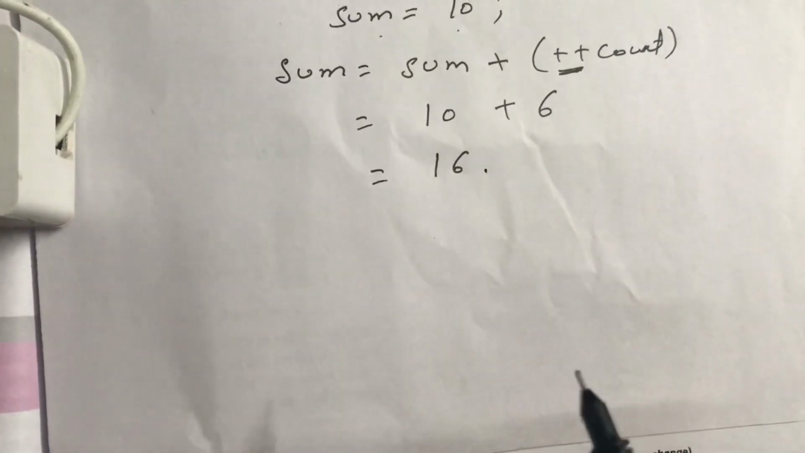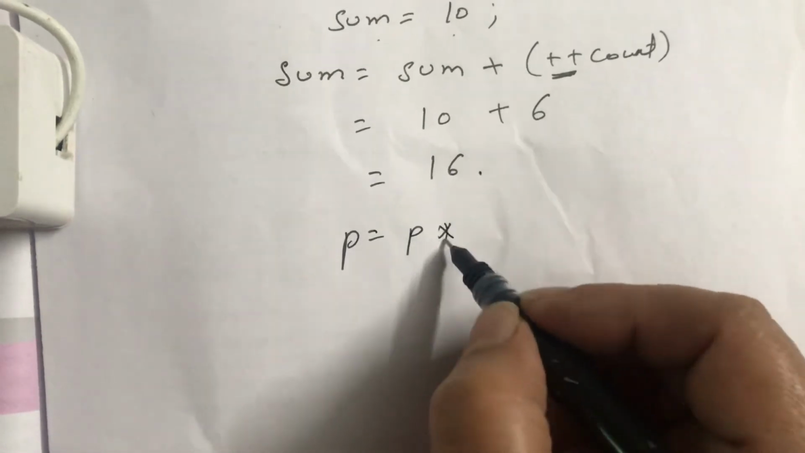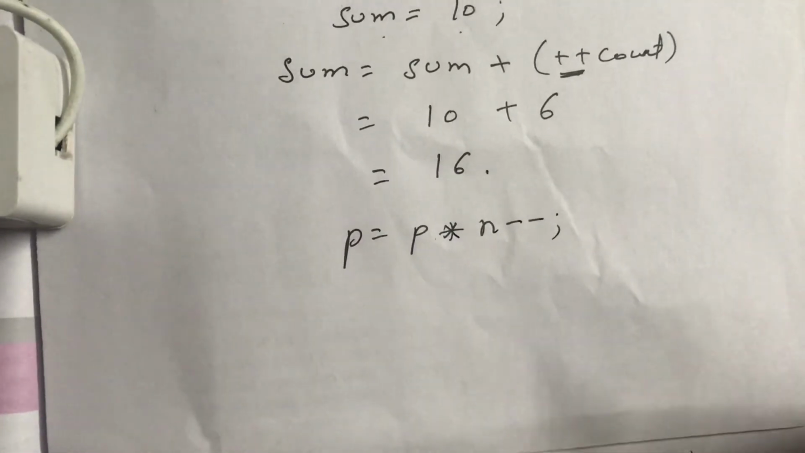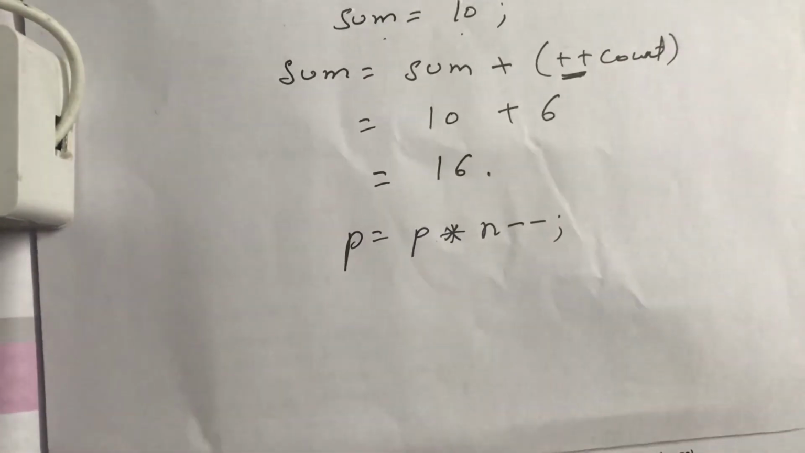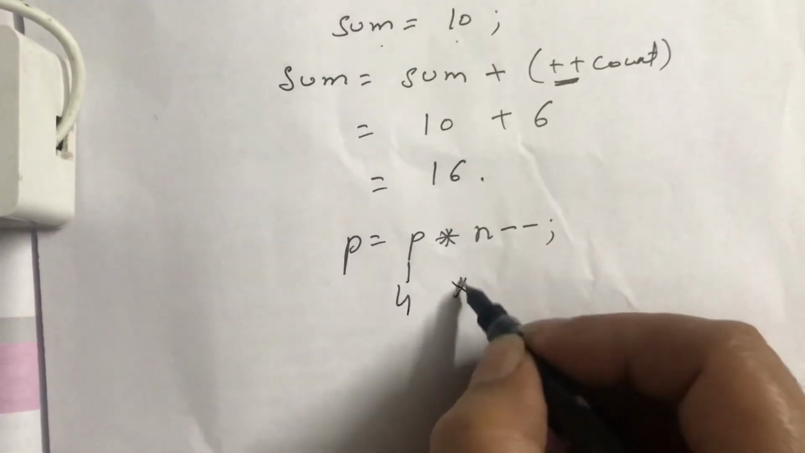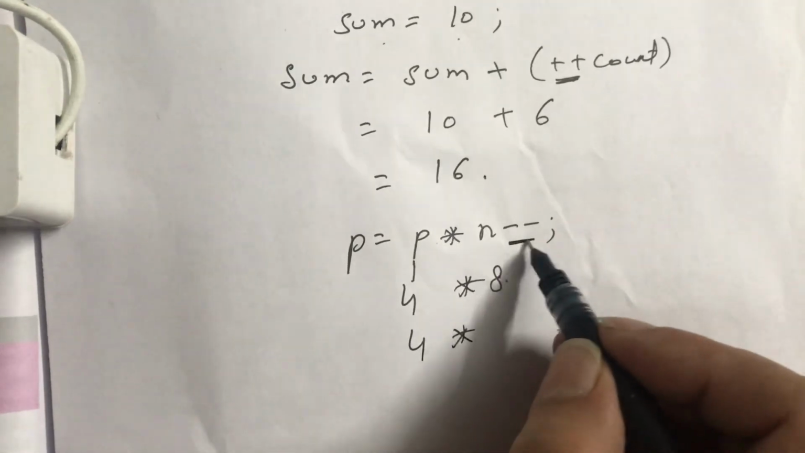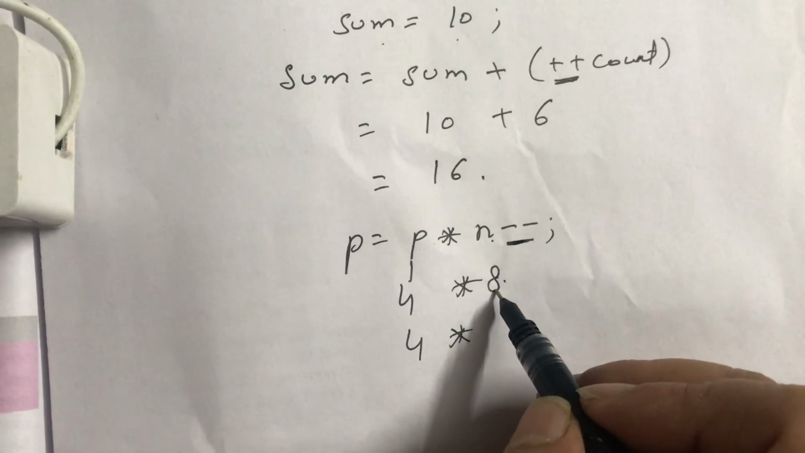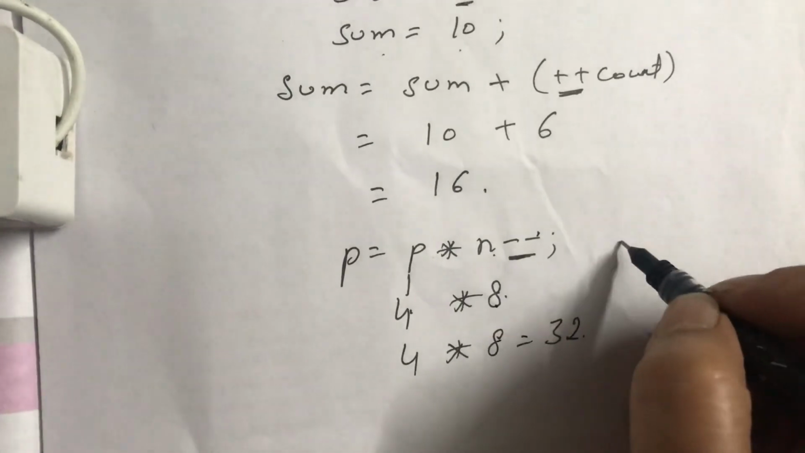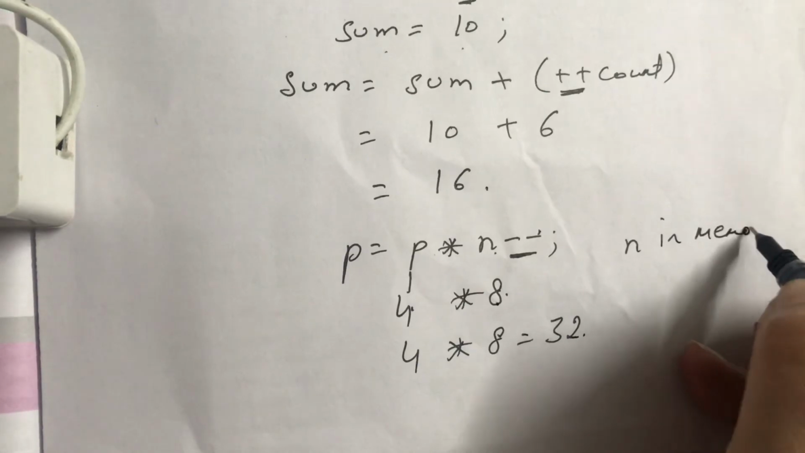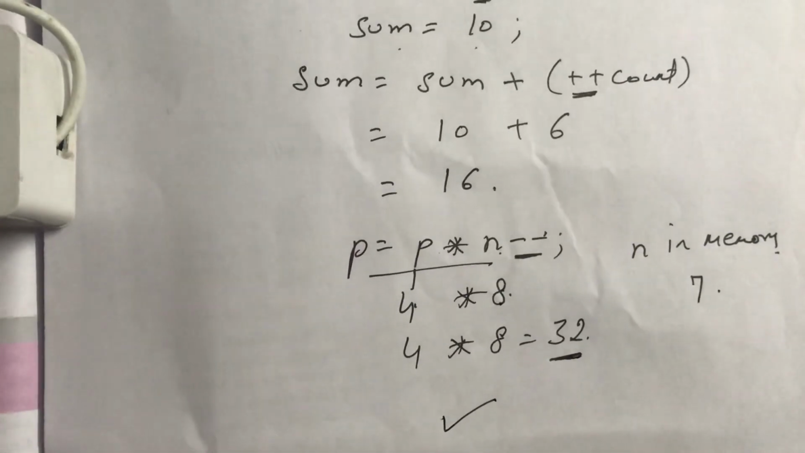The same goes with decrement, if you use it the same way with the negative. Now suppose it is given p is equal to p into n minus minus. The p value they have given initially is 4 and n is 8. Now what is going to be the answer here? Now 4 into, this is post-decrement, that means first it is going to use the value of 8 and then it will decrease it by 1. So 4 into 8 is equal to 32. If I check n in the memory, after this calculation it will become 7, but the answer of this expression will be 32. Hope this is clear to you. Thank you.